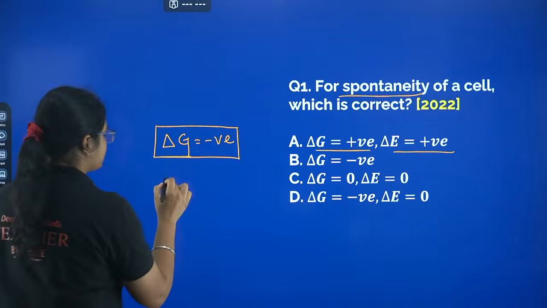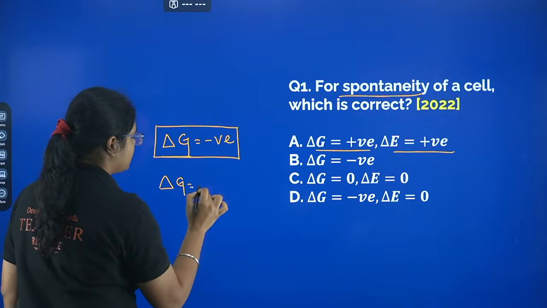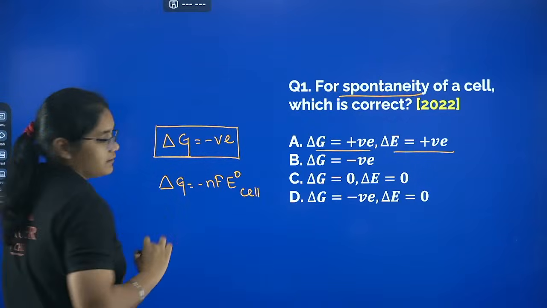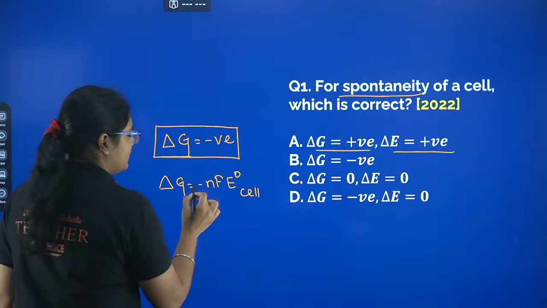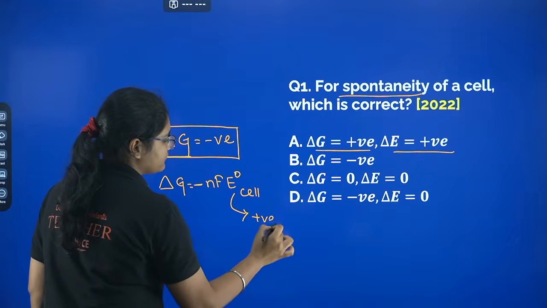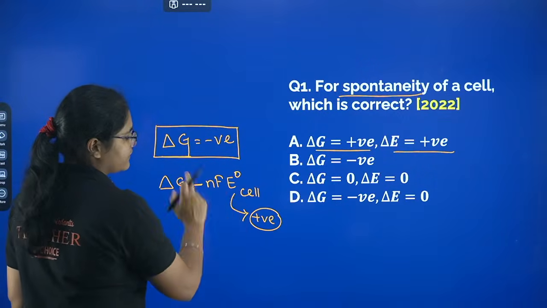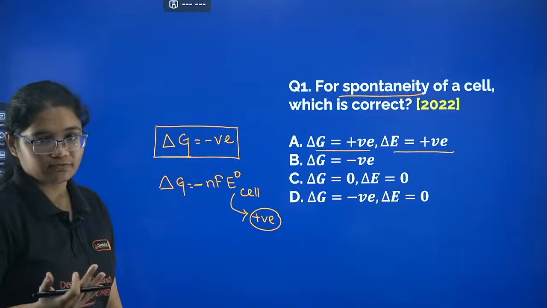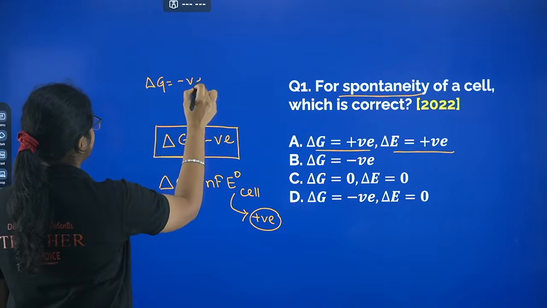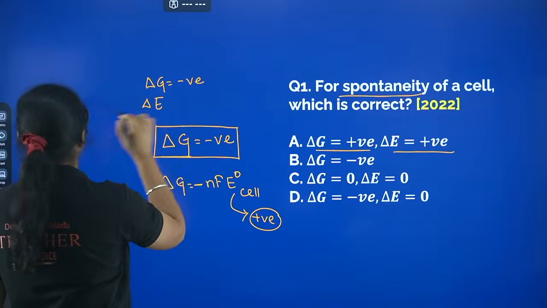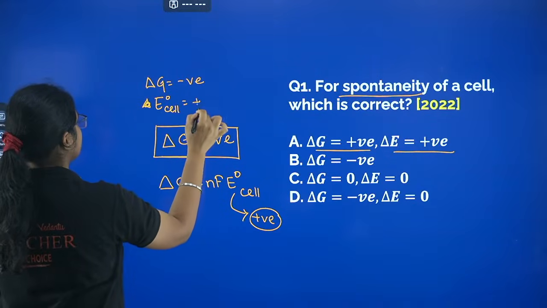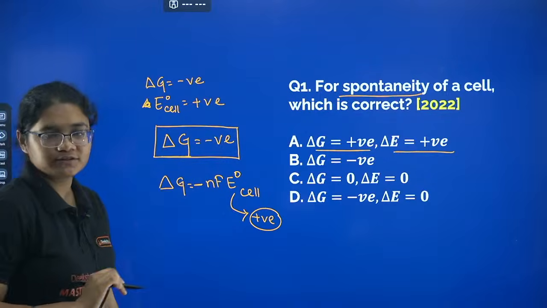Now we have the relation delta G is equal to minus nF E naught of the cell, right? I need to maintain delta G negative. That means E naught of the cell must be positive. If this is positive, then the overall value will be negative. So what are the conditions I should have? Delta G should be negative, and E naught of the cell should be positive. These are the two conditions we need to have.